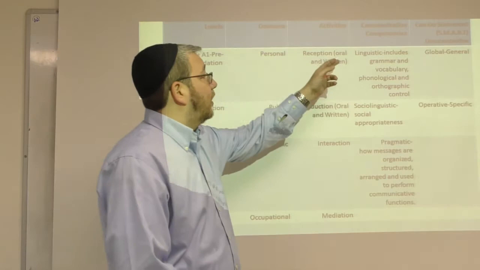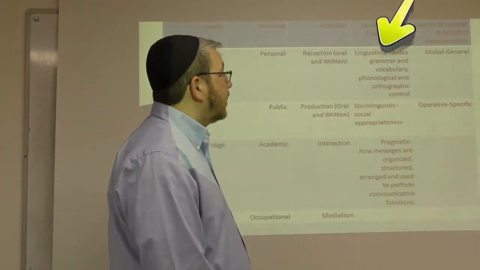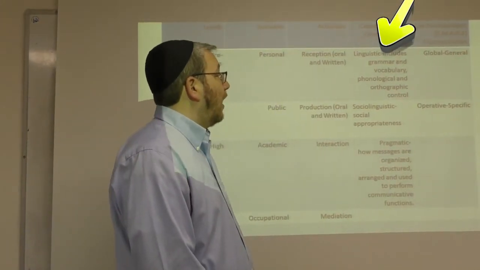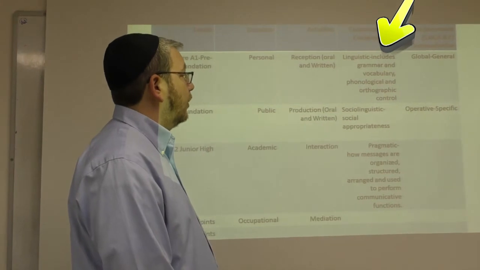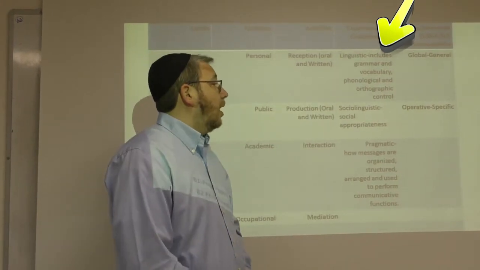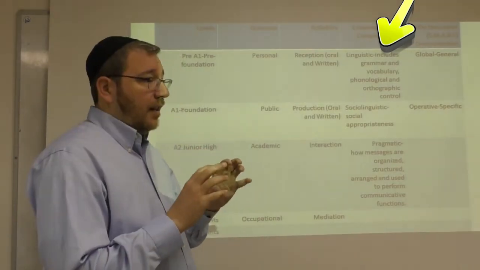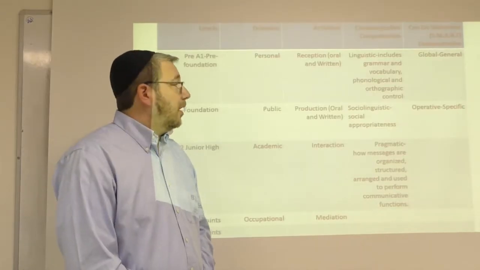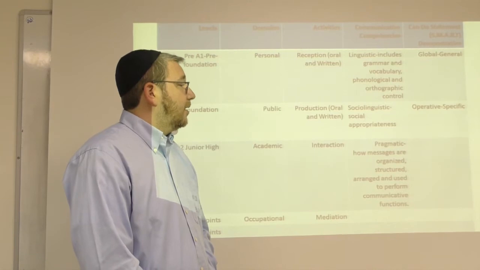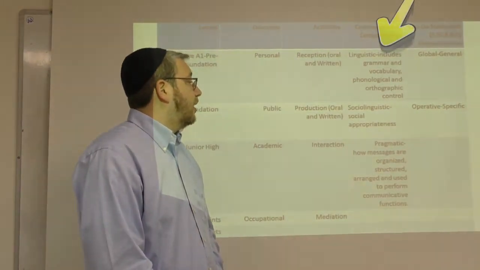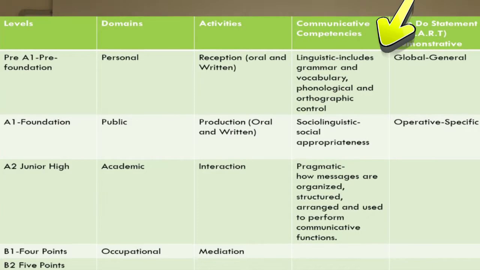Then the next is communicative competencies. There's linguistic, which includes grammar and vocabulary, phonological and orthographic control. So that is talking about the language itself. Another communicative competency is sociolinguistic, which is social appropriateness, referring to how to speak and what's socially appropriate, saying thank you, may I, and things of that sort.